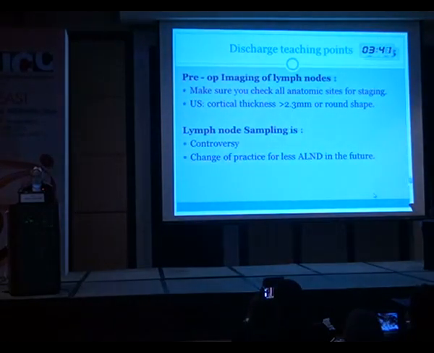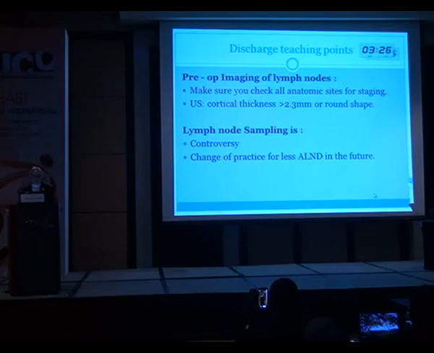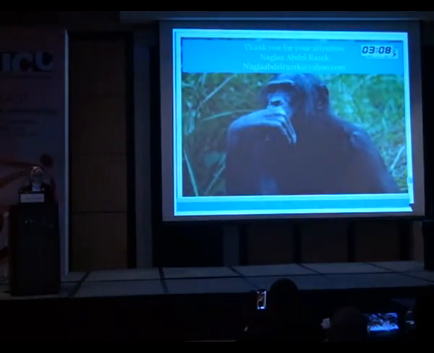So I would like to give a take-home teaching point that preoperative imaging of the lymph nodes is very important. Make sure that you check all anatomical sites for staging, and ultrasound diagnoses lymph node infiltration by 2 cardinal signs: the rounded appearance of the node, and a cortical thickness of more than 2.3 millimeters. Lymph node sampling is still controversial, but it might change the practice toward less axillary lymph node dissection in the future. Thank you for your attention.